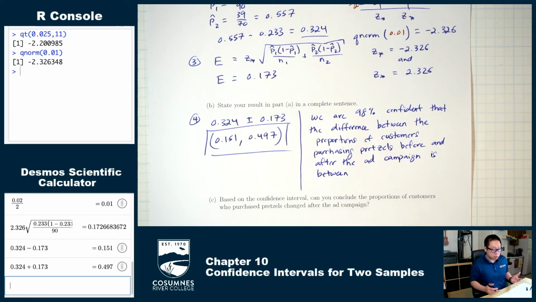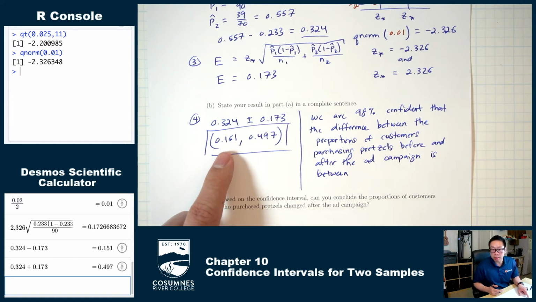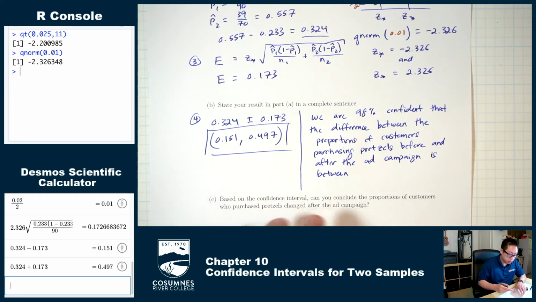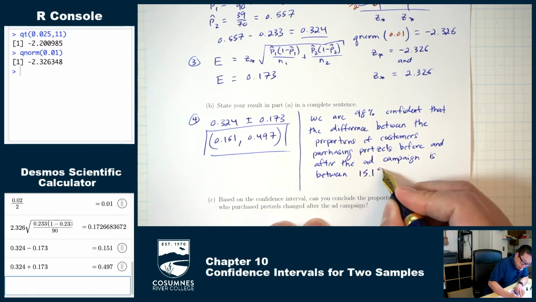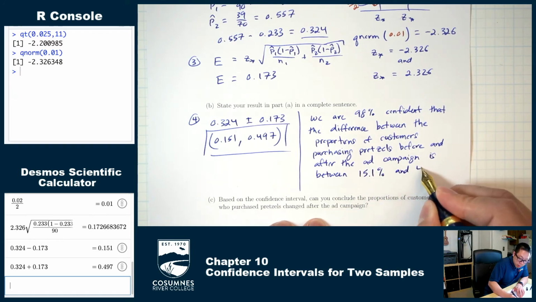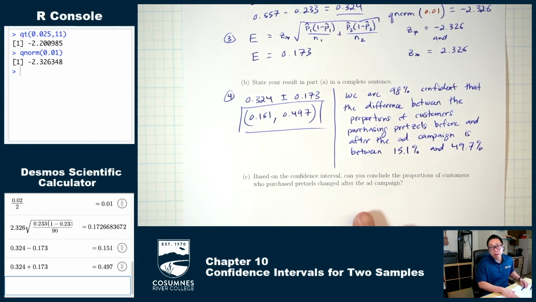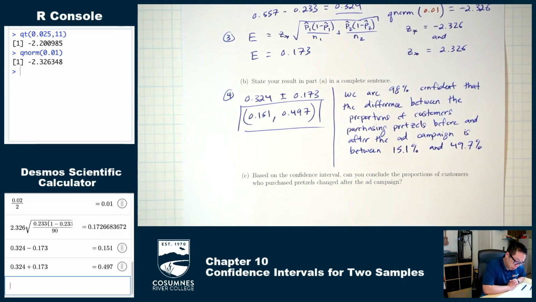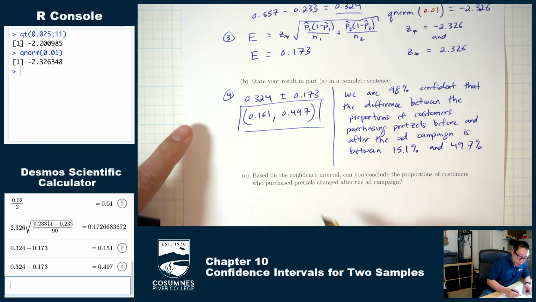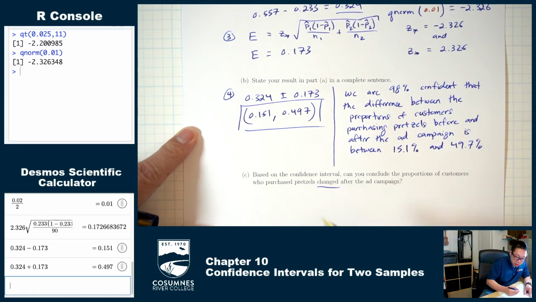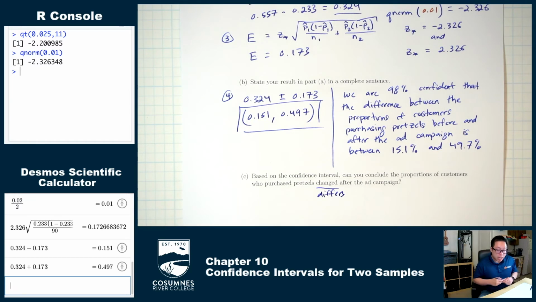Now, this is proportions, so we should convert these to percents. So between 15.1% and 49.7%. Okay, so you're only converting to percentage on the proportions. Now, part C. Based on the confidence interval, can you conclude that the proportion of customers who purchase pretzels changed? Change is the same thing as asking, is it different or differs, after the ad campaign. So this is really the same question that we asked on the first example.